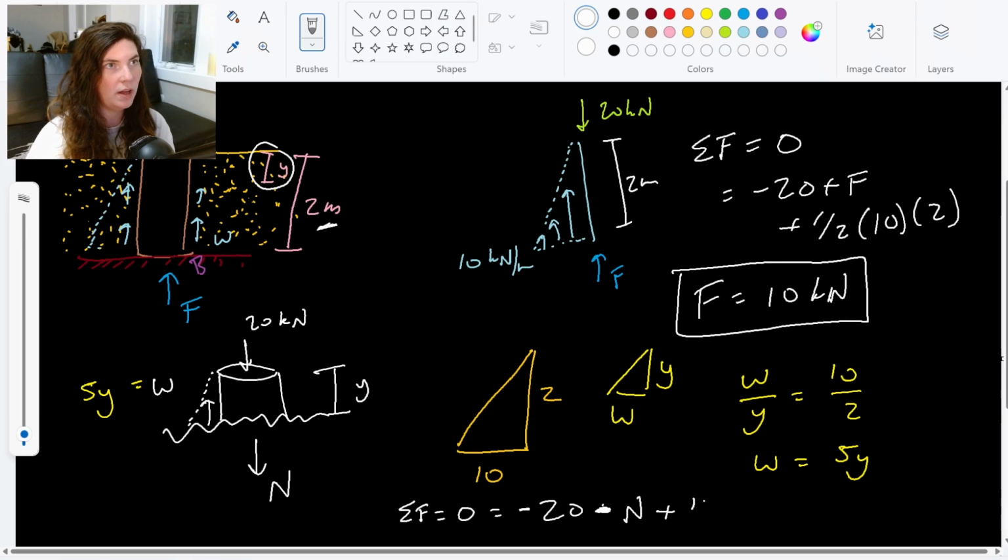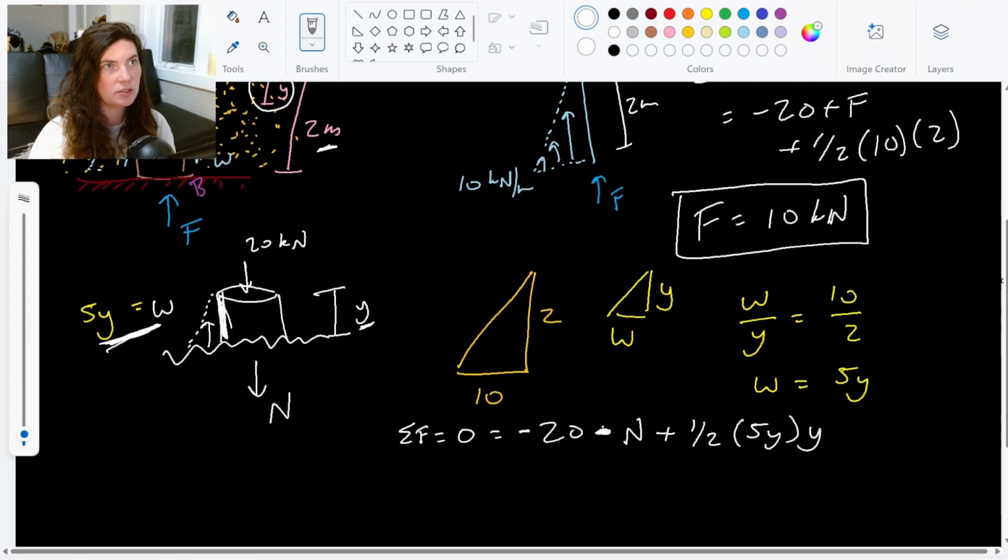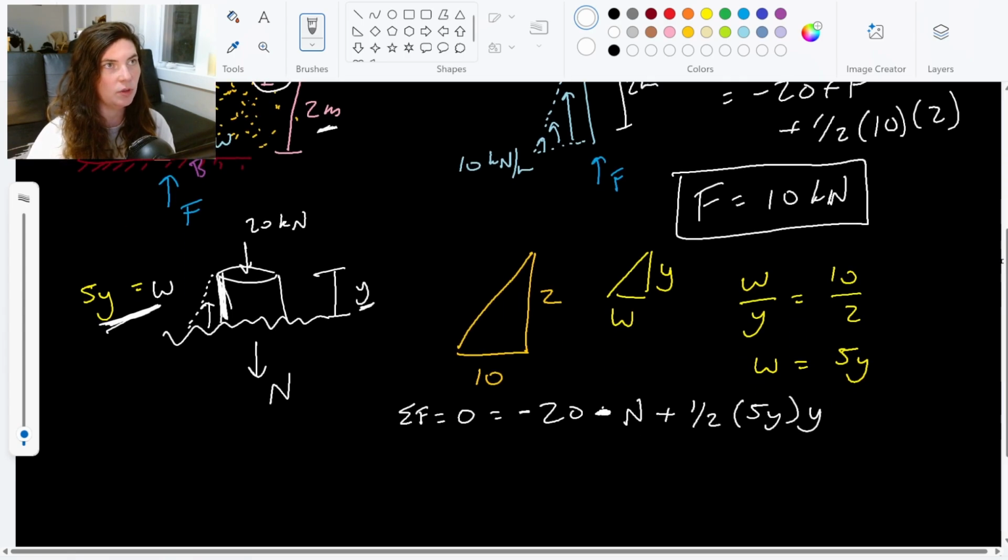So it's going to be 1/2 times the base W, which is 5y, times the height, which is this distance along the side here, which we said is the variable y. So now if I solve this equilibrium equation, I have a function for my normal force there. And that function is 2.5 y squared minus 20, just rearranging all the terms.